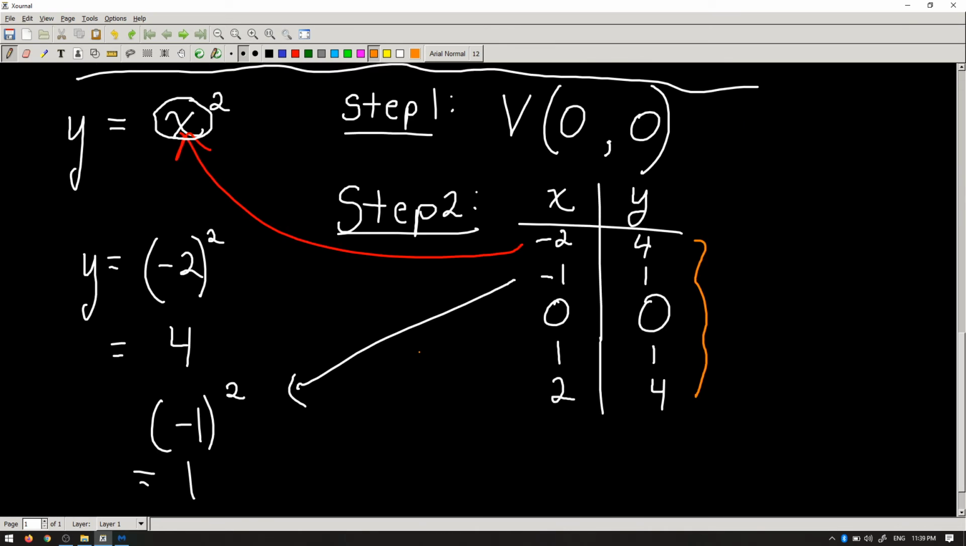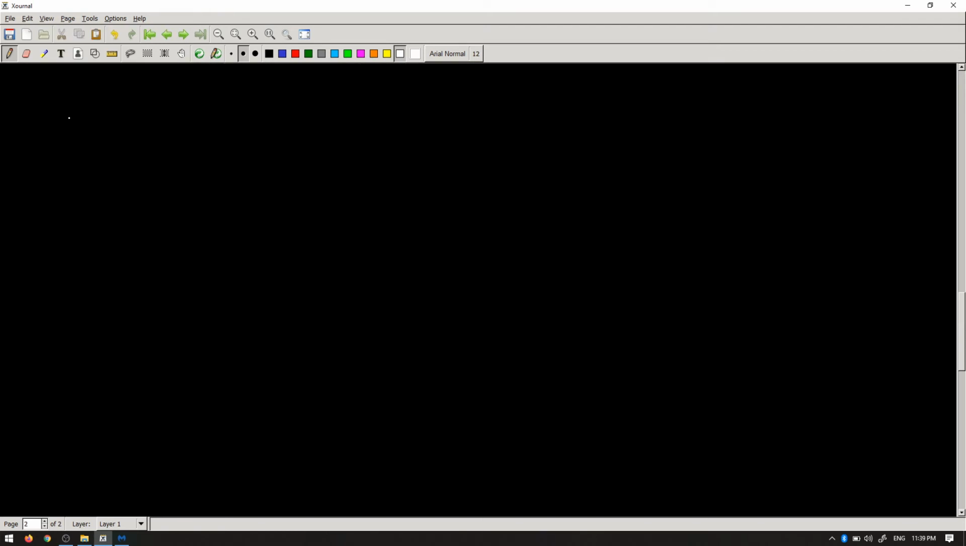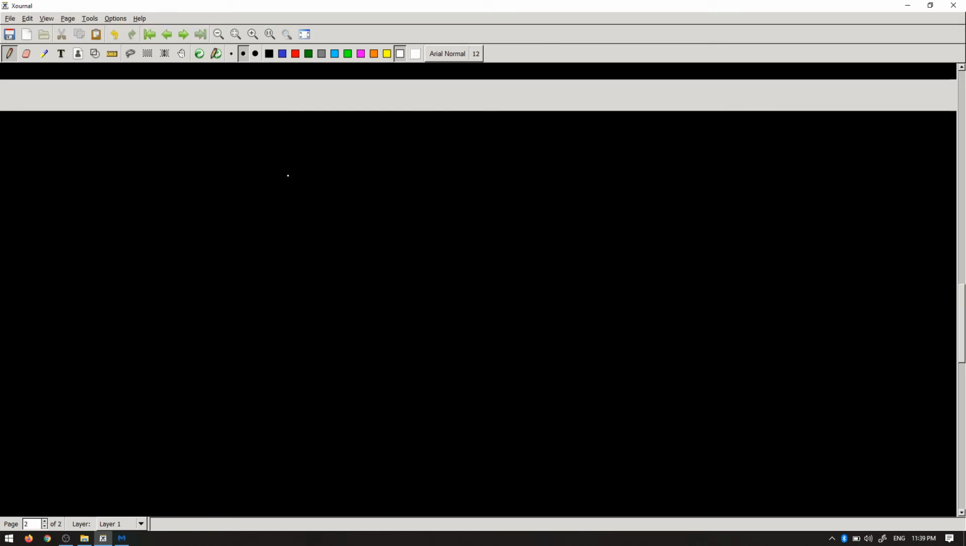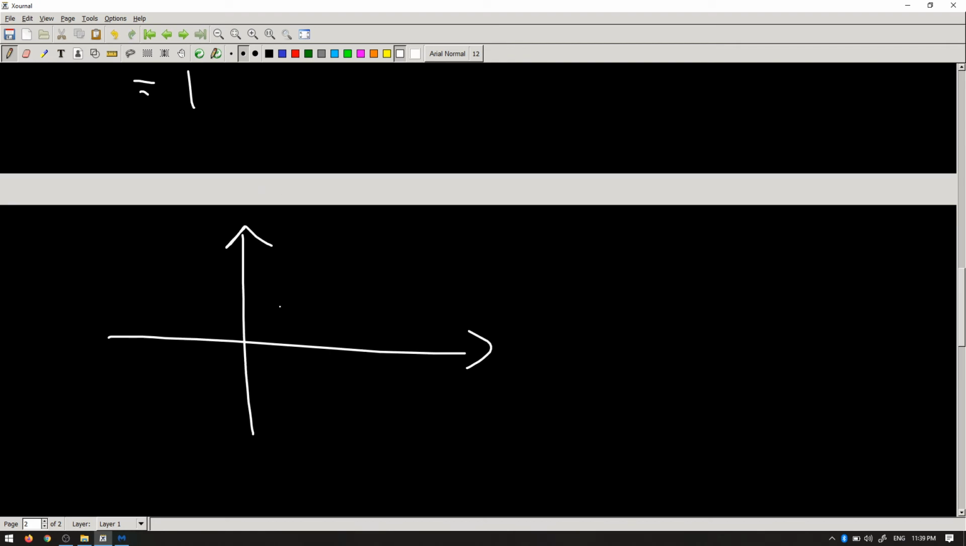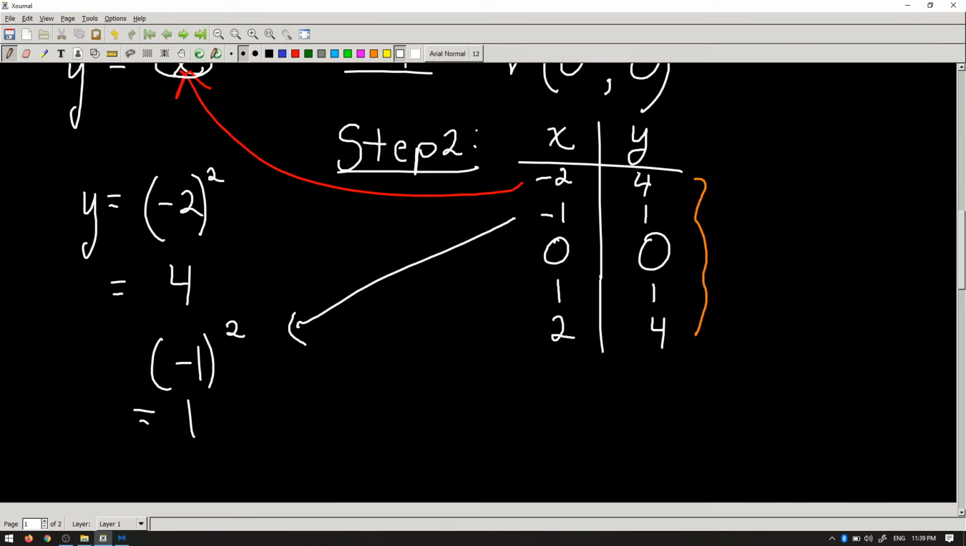I've generated a table, and so what I'm going to do is plot this. This is step 3. So I'm going to generate a new page, and I'm going to do my best to plot. X, Y, and this is step 3. So where are my points? My points are each row of the table. So it's going to be at negative 2, 4, negative 1, 1, 0, 0, 1, 1, 2, 4.